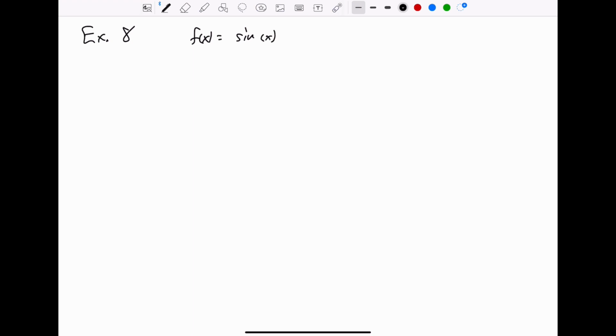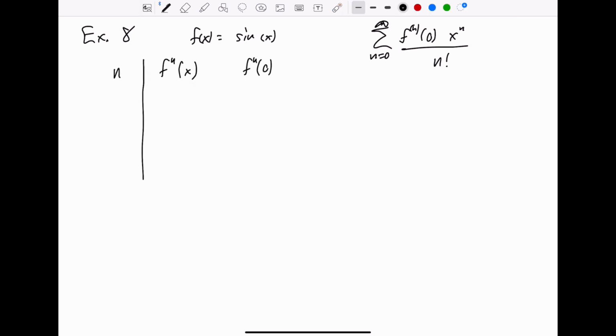The general form for a Maclaurin series is the sum from n equals 0 to infinity of the nth derivative evaluated at 0 times x to the n, all over n factorial. The only thing we have to figure out here is the nth derivative at 0. So we're going to create a table, take derivatives, and look at plugging in 0. For this example, we want to take a bunch of rows so that we can see a pattern emerging.